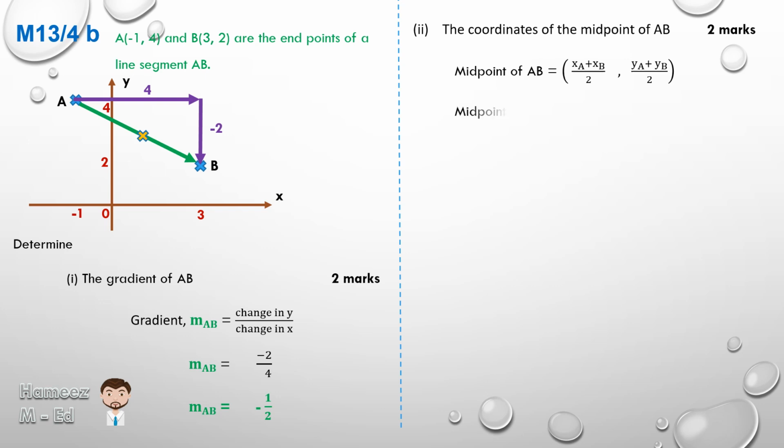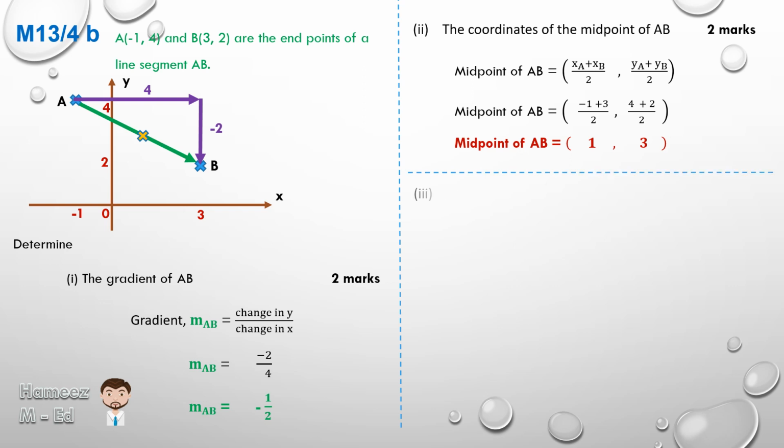We substitute: -1 plus 3 over 2 and 4 plus 2 over 2. -1 plus 3 is 2, 2 into 2 is 1. So the x value of the midpoint of AB is 1, and if we look between -1 and 3, the middle is 1. Similarly for the y value, 4 plus 2 is 6, 2 into 6 is 3. And if we look at the y values, the middle of 2 and 4 is 3. As such, we get the midpoint of AB as (1, 3).